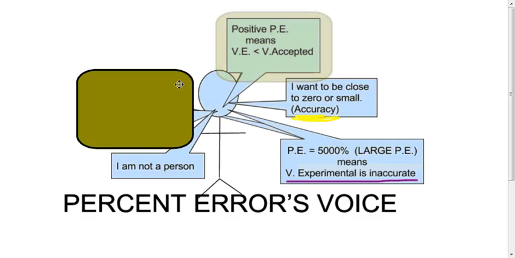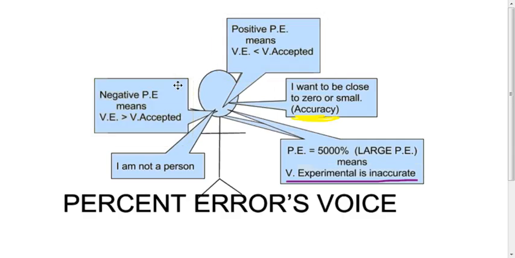Now, in terms of the negative and positive, if your percent error is negative, what that means is your experimental value is greater than the accepted value. And if it's positive, your experimental value is less than the accepted value.